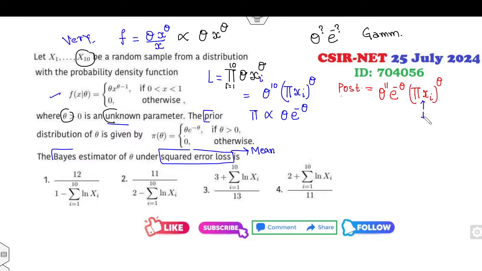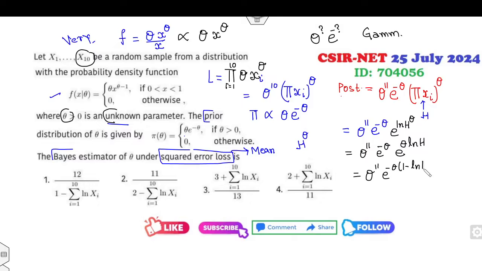Firstly, I consider the product of xi's as h. So I can write this number as theta e raised to power minus theta, and this number is h raised to power theta. I can write this in terms of exponential, e raised to power ln of h raised to power theta. So I can say this is e raised to power minus theta, e raised to power theta times ln of h. That means e raised to power minus theta is common, times (1 minus ln of h). Now can you let me know which distribution it follows? It follows the gamma distribution with parameters n plus 1 and 1 minus ln of h.